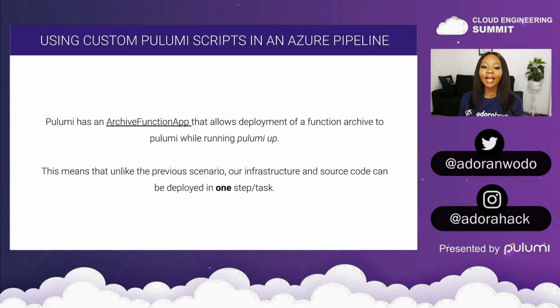So what this means is that unlike the previous scenario, our infra and our source code gets deployed in one step, in one task at once. You don't have to actually do two things. You don't have to create a Pulumi task and then go ahead to call a custom template that does that. All these things could be done in one step.